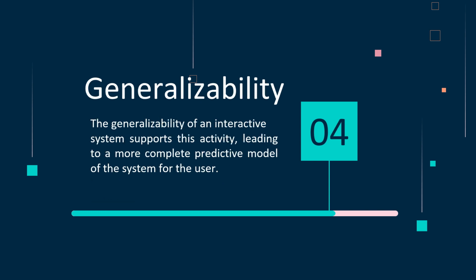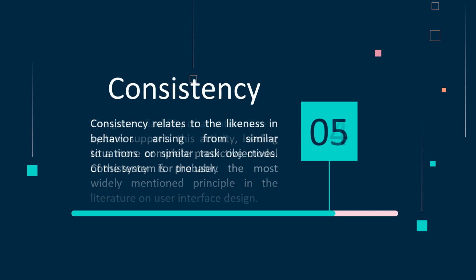Generalizability. The generalizability of an interactive system supports this activity, leading to a more complete predictive model of the system for the user. This interactive design principle provides support for users to extend knowledge of specific interaction within and across applications to new but similar situations.